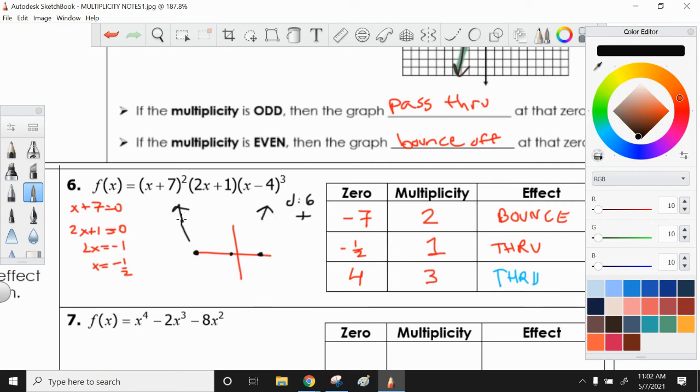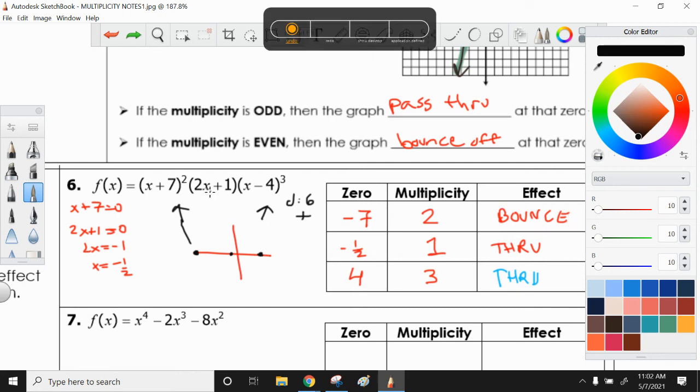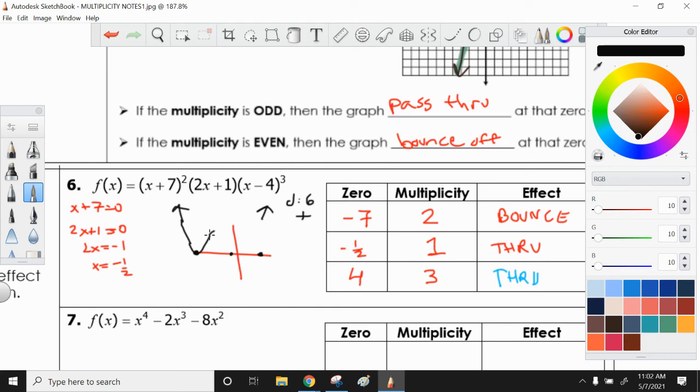So I get to negative 7, and I see that I have a multiplicity 2, and that I should bounce. And so I'm going to bounce off it. I get to negative 1/2, and I see we have a multiplicity of 1, so we're going through. See ya. And then I get to this last one, and we have this little hesitation move. We're going to look like that. And there's our function.